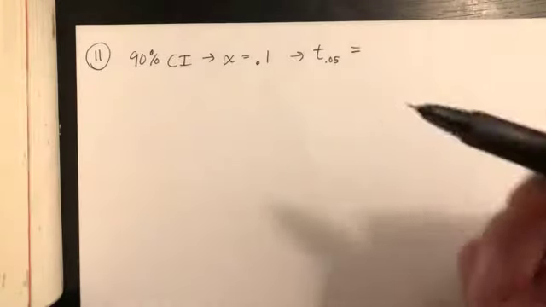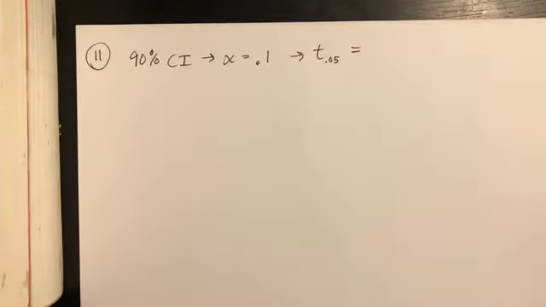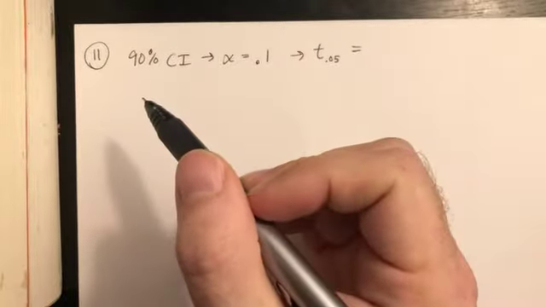Okay, it got cut off, so this is part 2. Number 11, we had a 90% confidence interval.